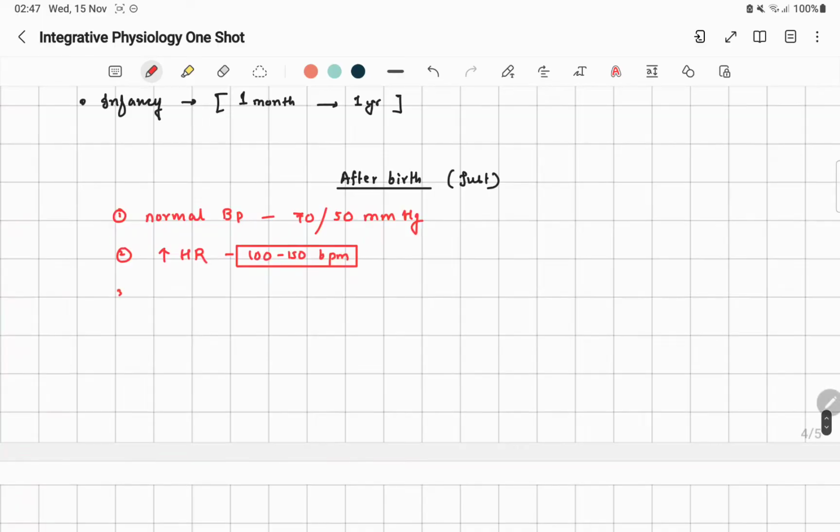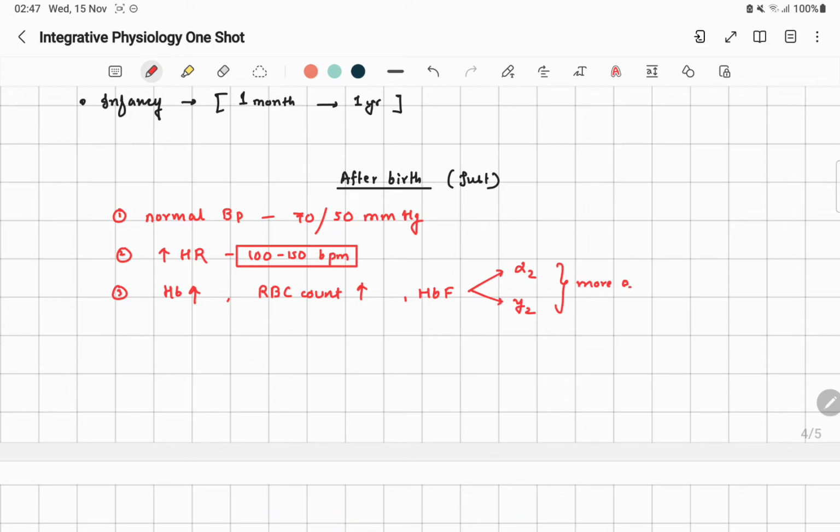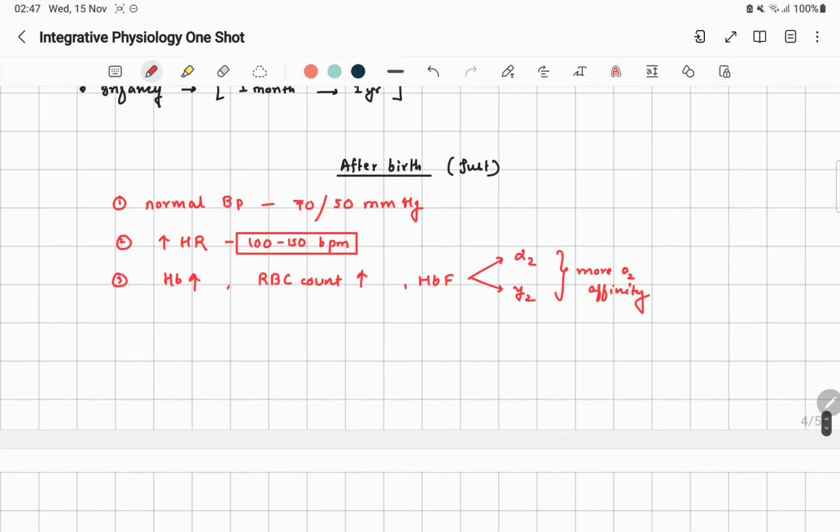In newborns, Hb levels are high and RBC count is also high due to more active sites for RBC production. And there is HbF present, which has alpha 2 and gamma 2 subunits, which has more oxygen affinity, which will cause the left shift. You know all these things.